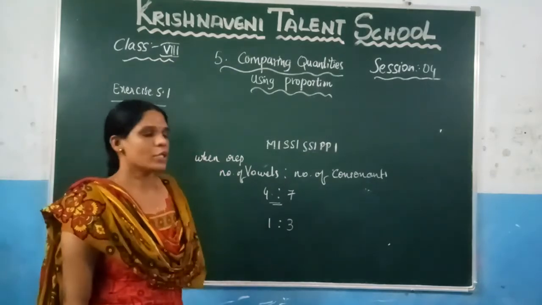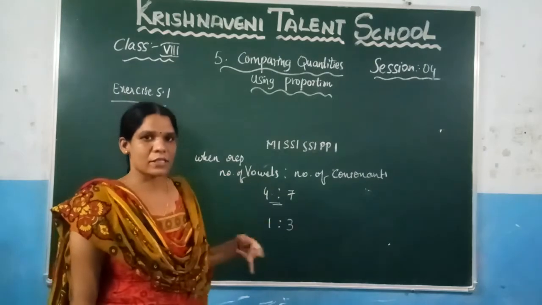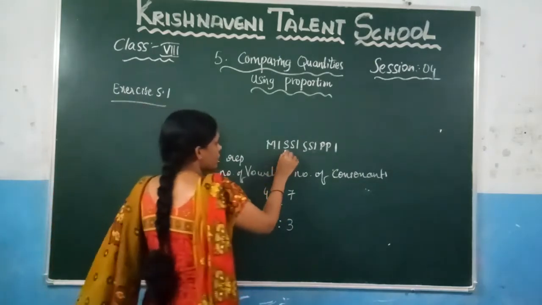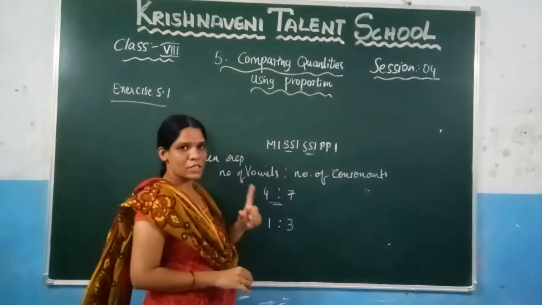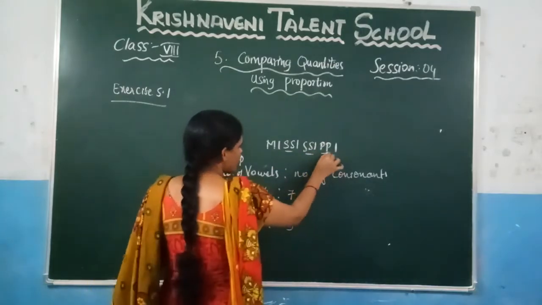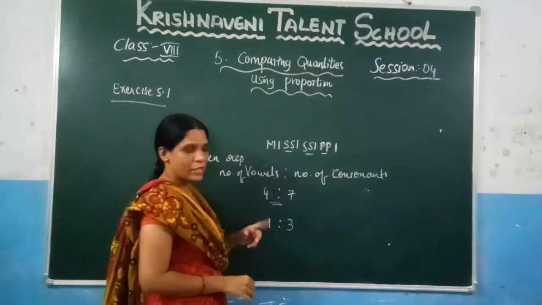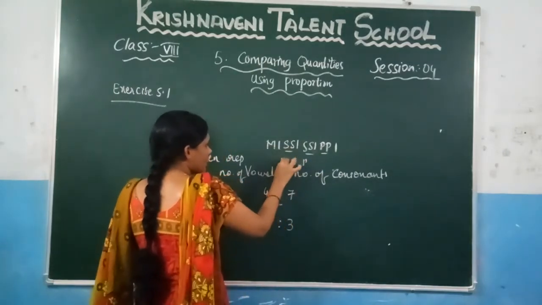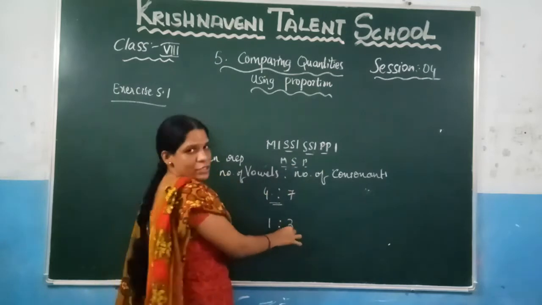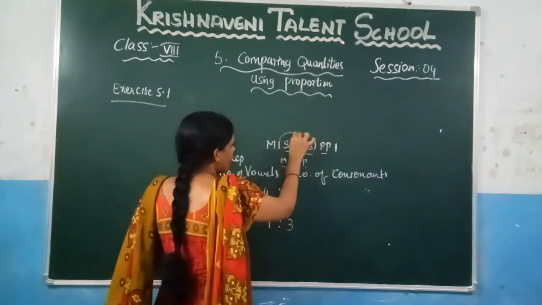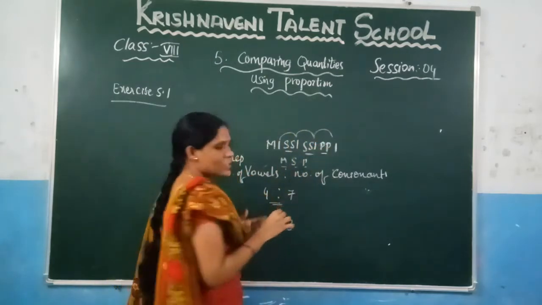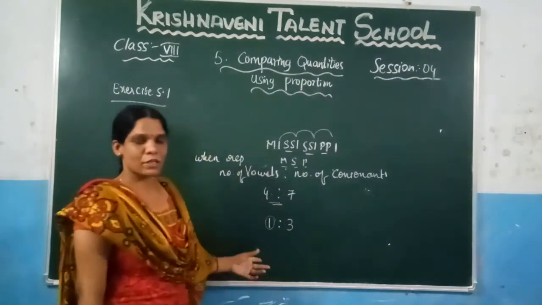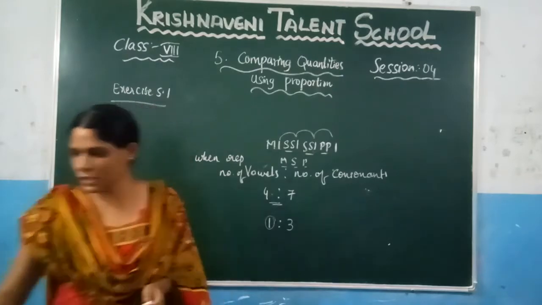When the repetition is not allowed, that means if a letter is repeating, you need to take it only once. Here 4 S are there, you need to consider it as only S. And here 2 P's are there, you need to consider only 1 P. So you will get S, P and M. These are the consonants, which is 3. And you can observe that I is the only vowel in this word. So you can say that it is 1:3. Like that you can find. Let us write this answer.